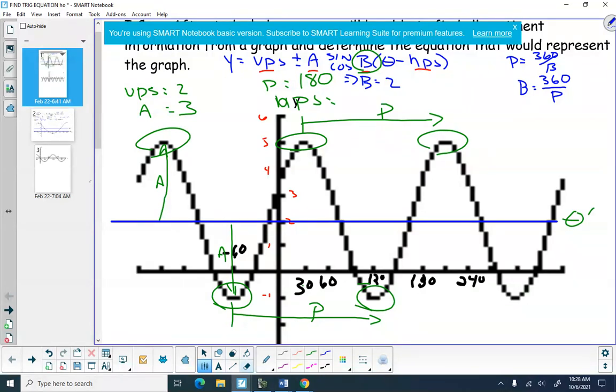Because if you have a peak, when you're at a peak, this is a positive cosine curve. And your trig function that you can use with respect to your graph is a positive cosine curve. So if I utilize this peak here of 30 degrees, this could be your horizontal phase shift.